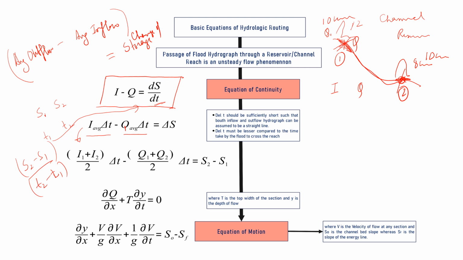So I1 is the minimum inflow coming into that section. I2 is the maximum inflow coming into that section. Now you are averaging it. And in case of Q1 and Q2, Q1 is the minimum outflow going out of the section, and Q2 is the maximum outflow going out of the section. So (Q1 plus Q2) is divided by 2, multiplied by del T. So actually this is your I average, this is your Q average.